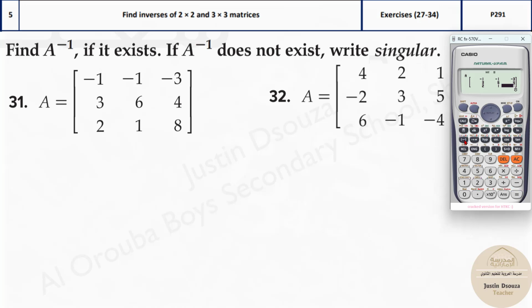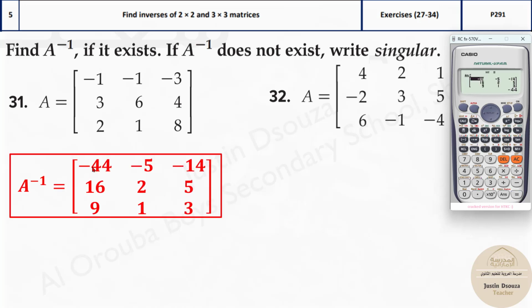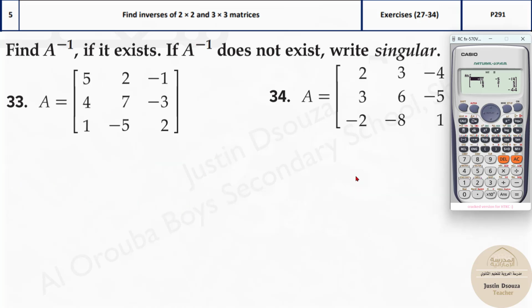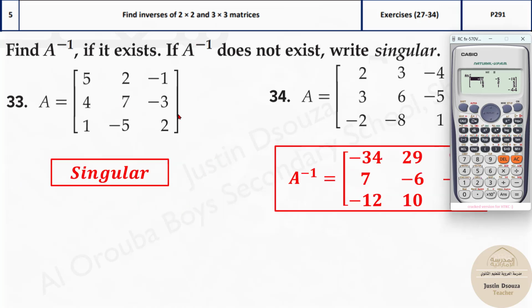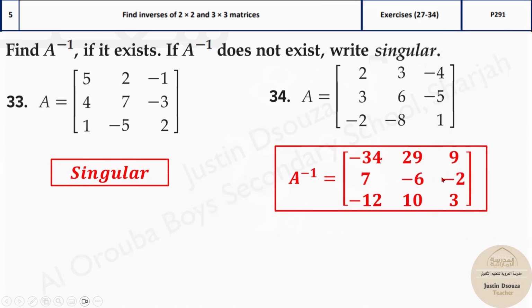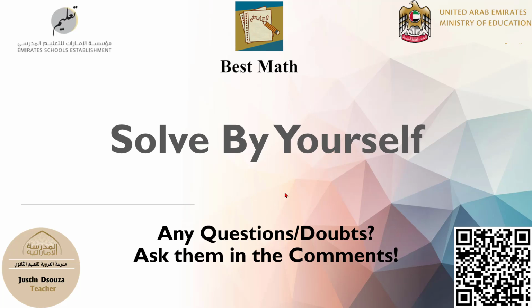So once this is done, you need to press AC. Now here what you do is shift 4, put in the matrix A, inverse. This must be the answer. You can see here it's negative 44, negative 5, and you can match the answer. Here this one, the determinant is 0, so it's a singular matrix. That's how we can easily solve them. Over here it's singular, over here you get the answer. Try it by yourselves and then check for the answers. And that's how easily you can do the inverses of matrices.